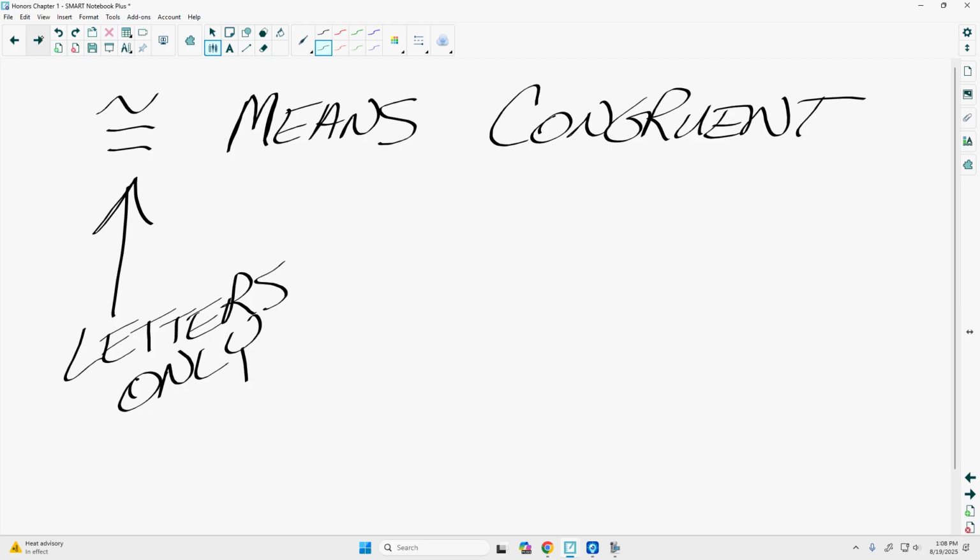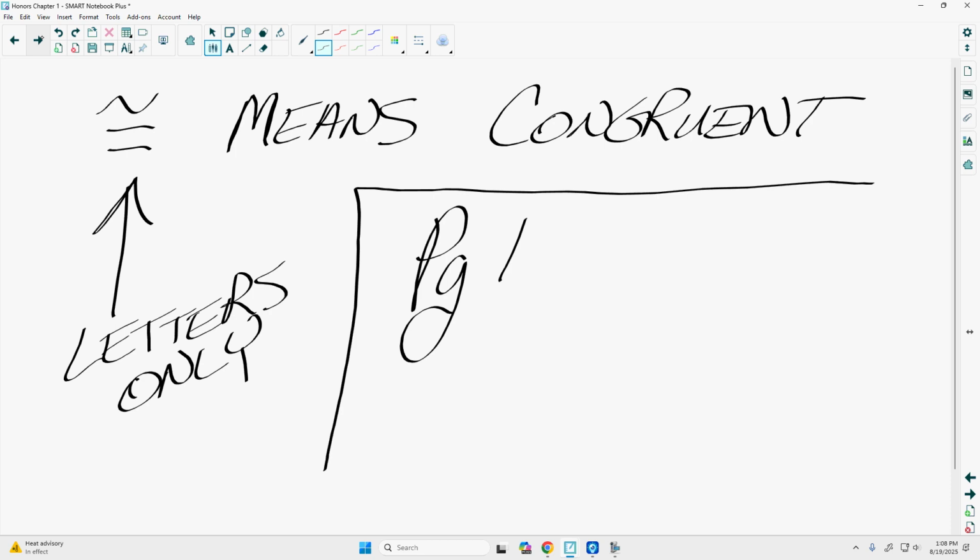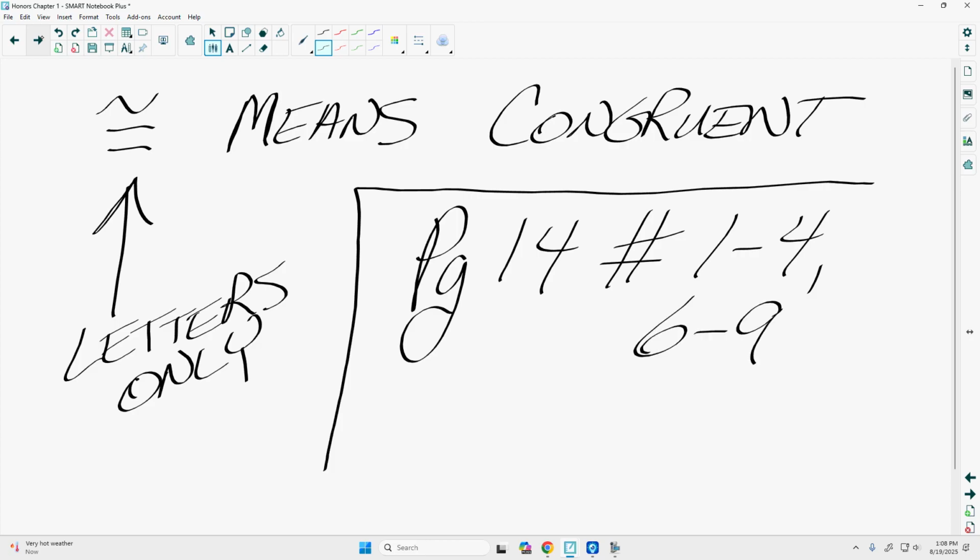Okay, so we are not done with the notes, but we learned enough to get through these. So I want you guys to try page 14. I want you to try 1 through 4. Then I want you to try 6 through 9. And then I think you've learned enough to get through 15. So try that group of problems.